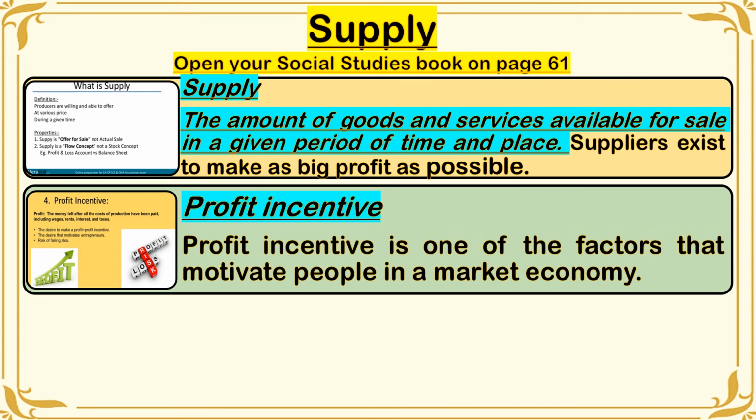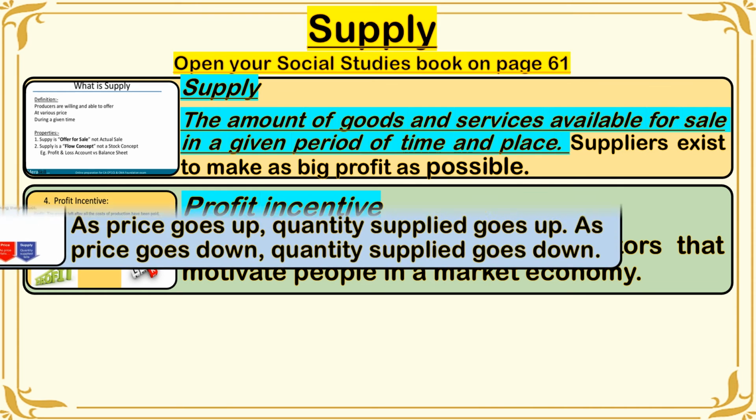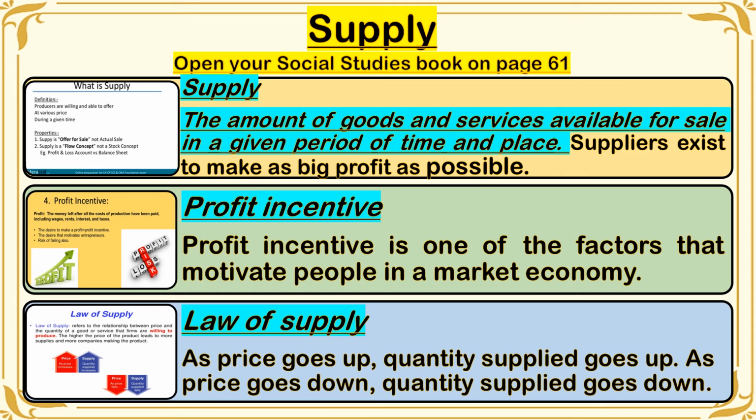Profit incentive. Profit incentive is one of the factors that motivate people in a market economy because, of course, they want to gain money. And law of supply tells us that as price goes up, quantity supplied goes up because, of course, when suppliers were able to gain a lot of profit, they can produce more products. But as price goes down, quantity supplied goes down because, of course, if they don't have a lot of profit, they cannot produce a lot of products.